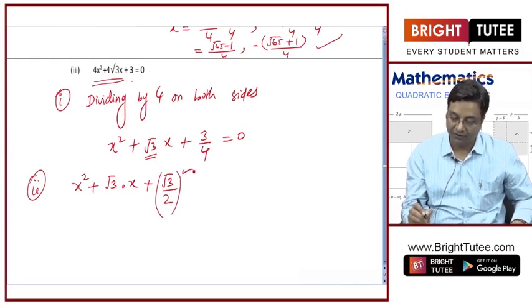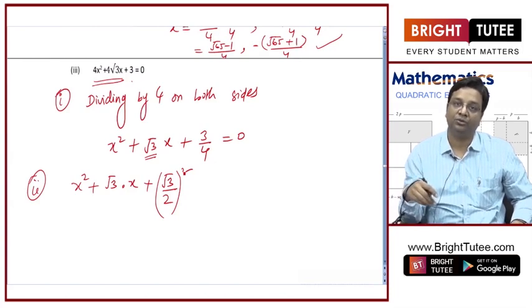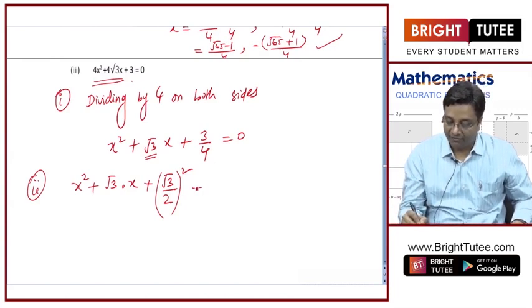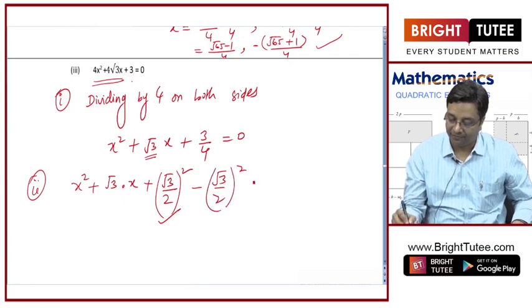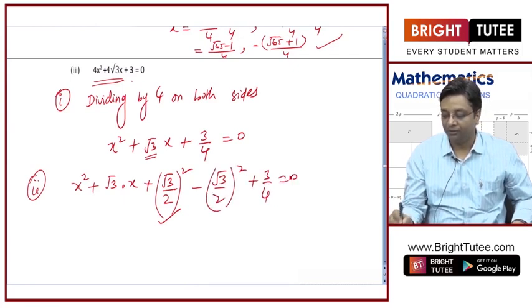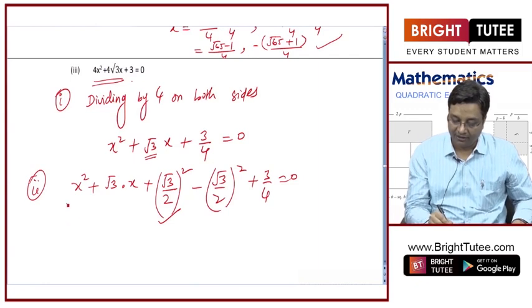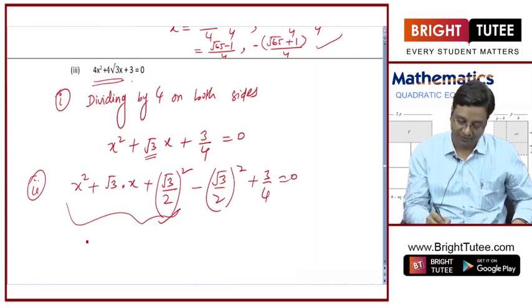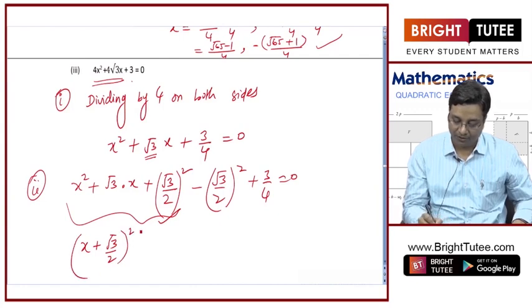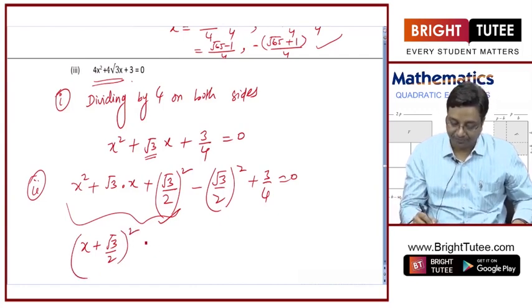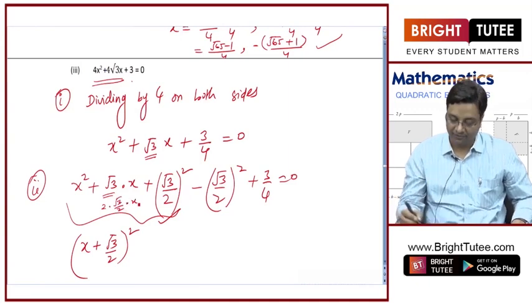Square of half of coefficient of x is root 3 by 2 whole square, right? If I have added something, I'll have to subtract the same thing. Plus 3 by 4 equal to 0, right? Now this part is a complete square. X plus root 3 by 2 whole square, okay? Because this root 3 can be written as 2 into root 3 by 2 into x, right?